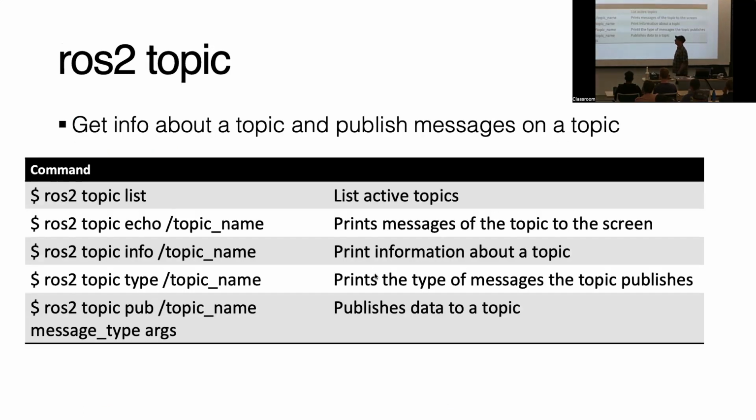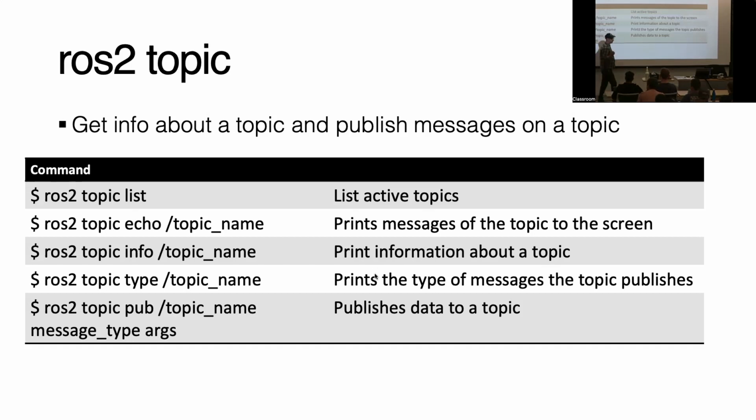All right. So if you want to know what's happening on a topic, there's a nice command called ROS2 topic. It used to be ROS topic in ROS1, but now everything is ROS2 and then topic. If you want to see all of the active topics that all of your nodes are publishing on, you can run ROS2 topic list and it'll show all of the topics. If you want to read the messages on a topic, you can run ROS2 topic echo and give the name of the topic, and it will show you all of the messages as they're published.